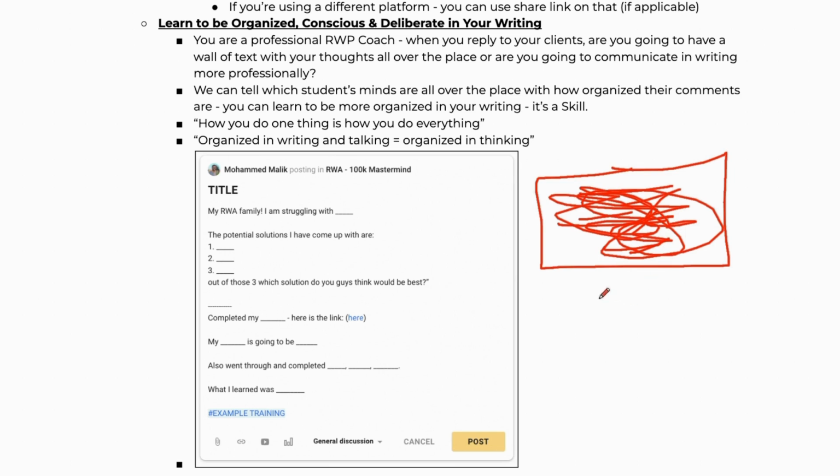Like, hey, okay, cool. So I understand that your questions are 1, 2, 3. Is that right? Yes. Okay, cool. And then it's separated. There is an enter key on your keyboard that allows you to separate all the things on there. You want to make sure that you are communicating properly and deliberately, and that your writing is not all over the place. Because here's the thing: if you are organized in writing and talking, you're going to be organized in your thinking, and vice versa.